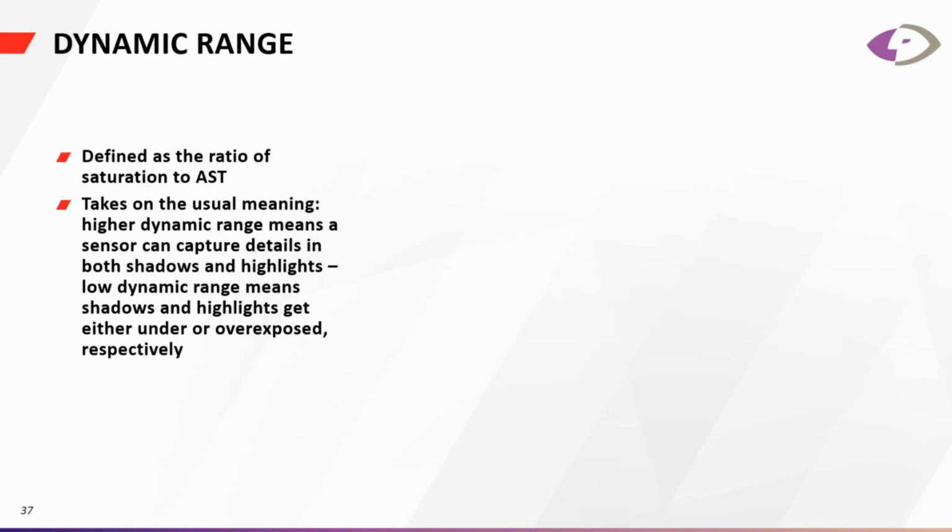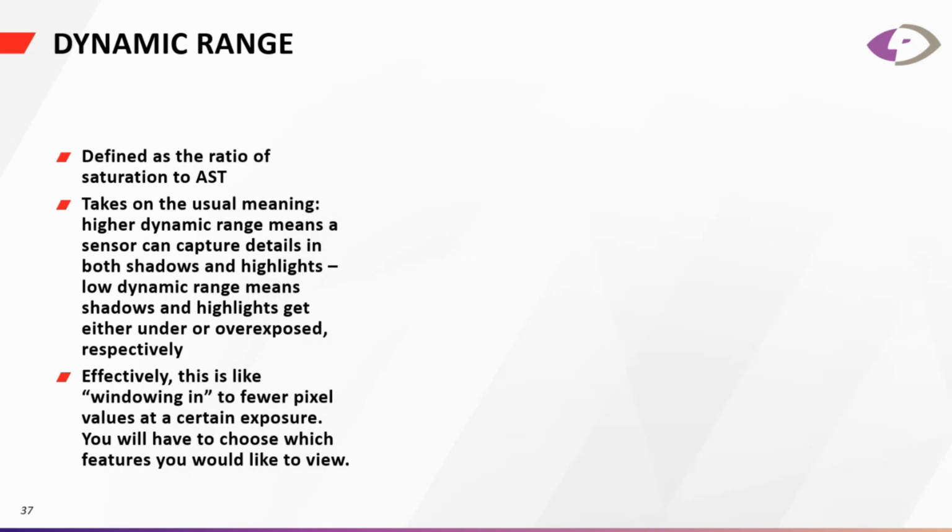Higher dynamic range means a sensor can capture details in both shadows and highlights. Low dynamic range means shadows and highlights either get under or overexposed respectively. So effectively, this is like windowing in to fewer pixel values at a certain exposure. If you have a low dynamic range, you'll have to choose which features you'd like to view.